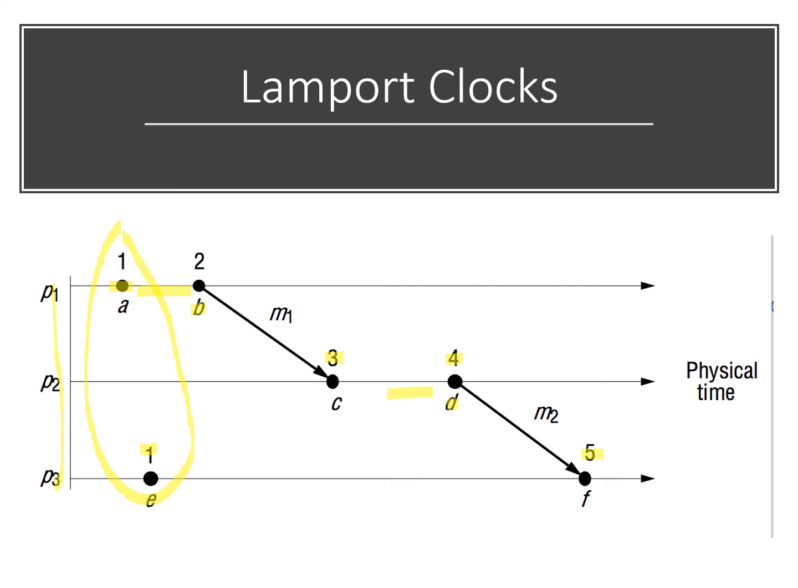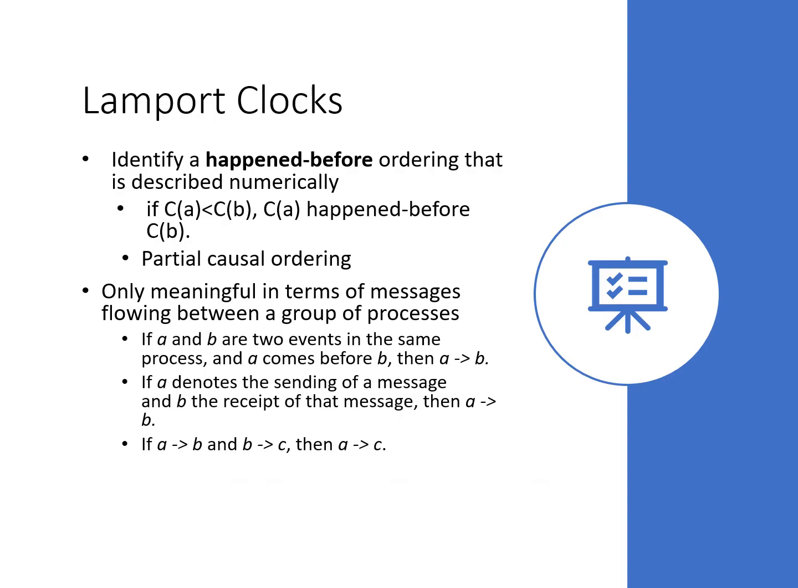So Lamport clocks establish a partial ordering of events amongst the processes in a distributed system. It establishes the happens-before relationship, whereby if the clock for A is less than the clock for B, then A happens before B. And it's only meaningful in terms of the group of processes which are exchanging messages. So this means that Lamport clocks only work in a closed group of processes which exchange messages.